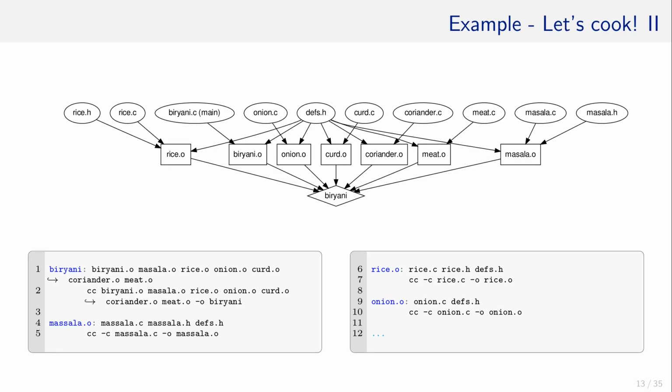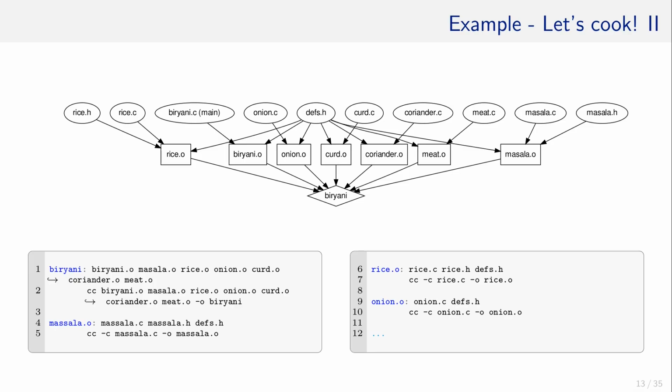And that is how the Makefile will look like. For instance, to achieve the target biryani, we need biryani.o, which contains our main, plus masala.o, rice.o, onion.o, etc. These prerequisites need to be fulfilled first. Hence, the Makefile will look how to get, for instance, masala.o. That means it checks rules that match the target masala.o and executes its recipe first, similar to rice.o.